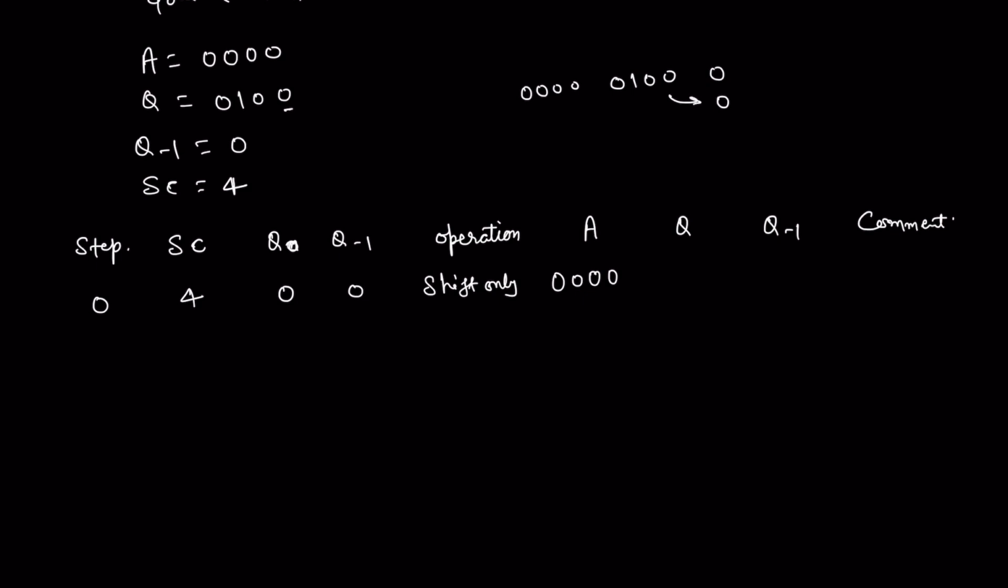So this 0 will come here, and accordingly 0100, and the accumulator will be 0000. So this is shifting like this. Here this Q will be 0010, and this is 0. Here what we have done, no addition or subtraction, only shift.